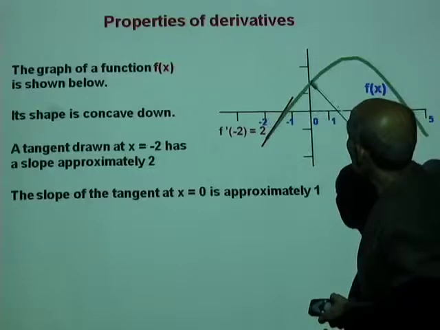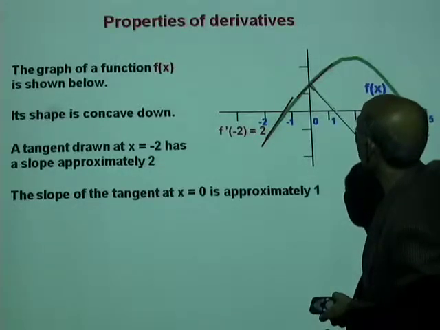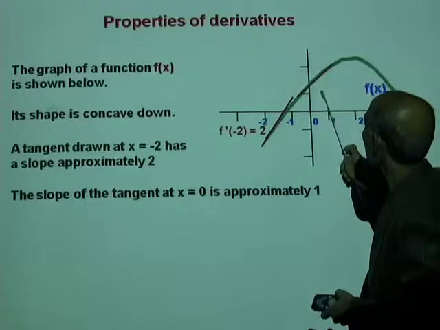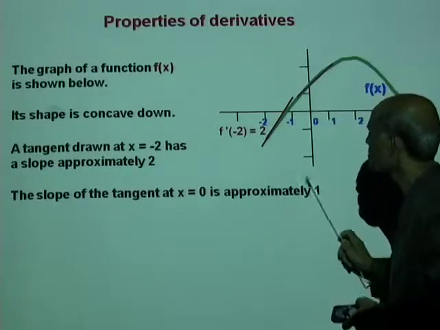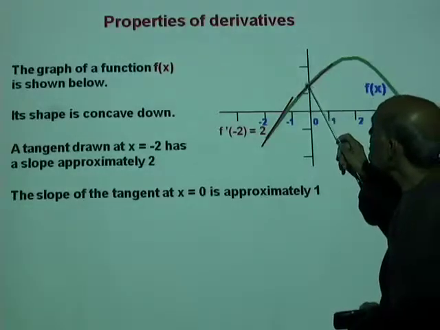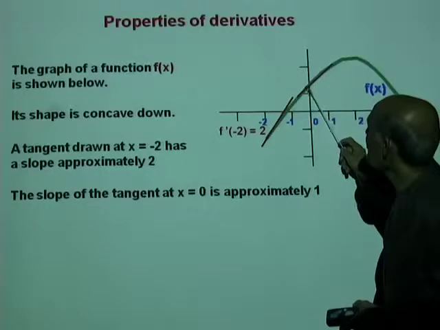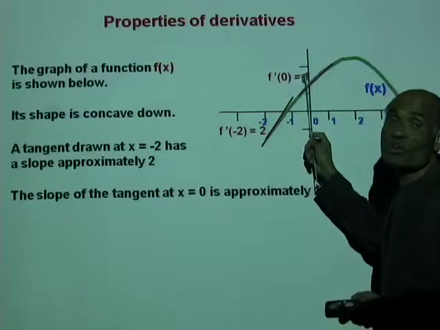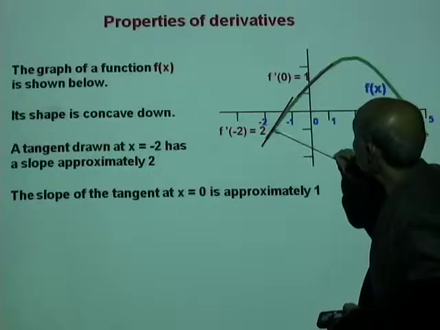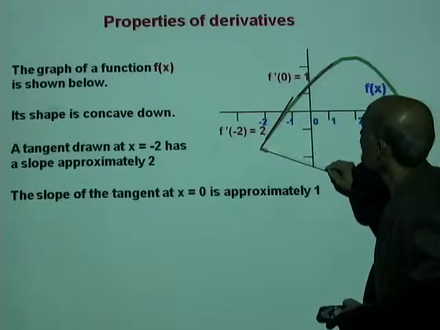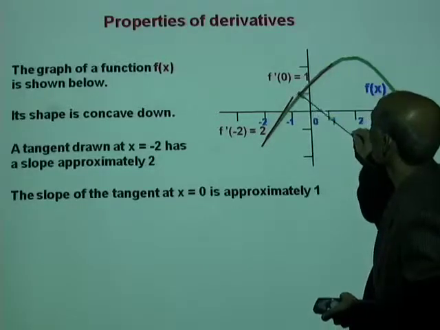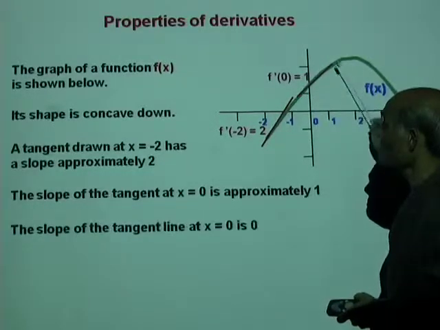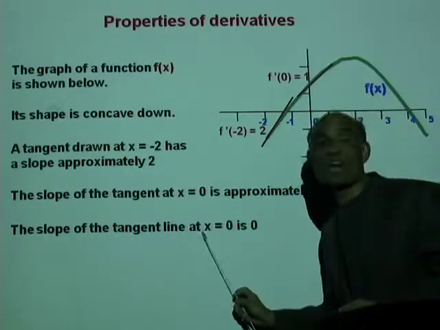Alright, let's now draw a tangent line at x equal to 0. There is the tangent line at x equal to 0. What is the approximate slope of this graph? If I go 1 unit to the right, I just rise 1 unit to reach there. It looks like the slope is approximately 1. That means the derivative of the function at x equal to 0 is approximately 1. We say f prime of 0 is 1. Tell me, what is happening to the derivative as we move from left to right? The derivative at x equal to negative 2 is 2. Derivative at x equal to 0 is 1. The derivative is decreasing.